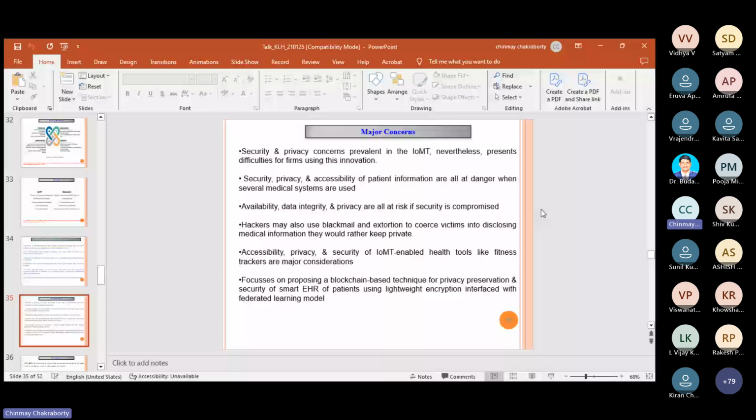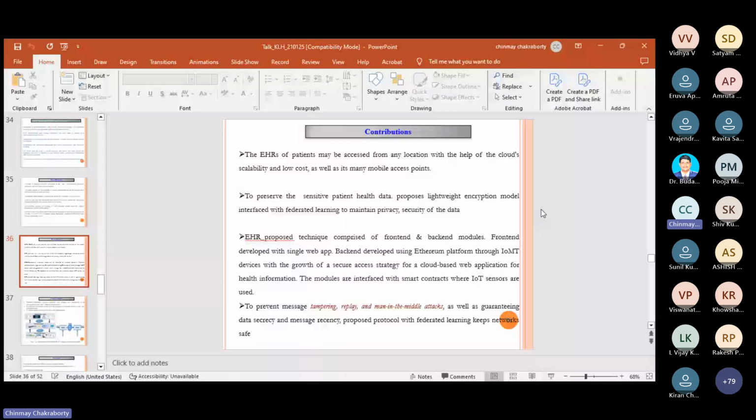Next, the contribution. Contribution means that each patient may be accessed from any location with the help of the cloud, with scalability and low cost, and many mobile access points are involved. So to preserve the sensitive patient health data, it proposes a lightweight encryption model interfaced with federated learning to maintain the privacy, security, and data.